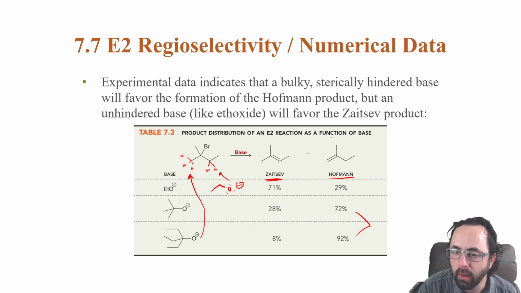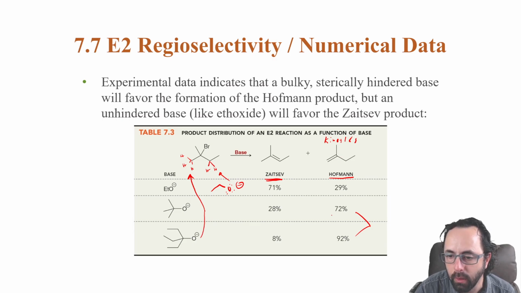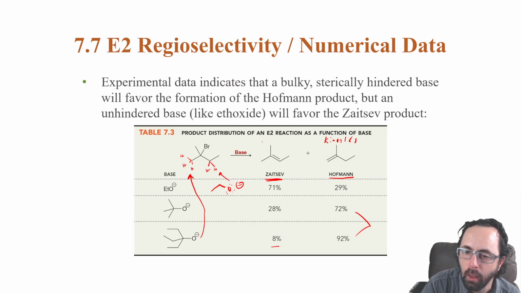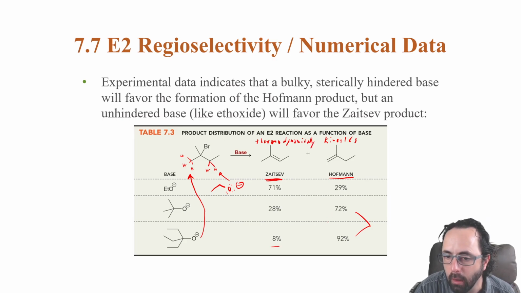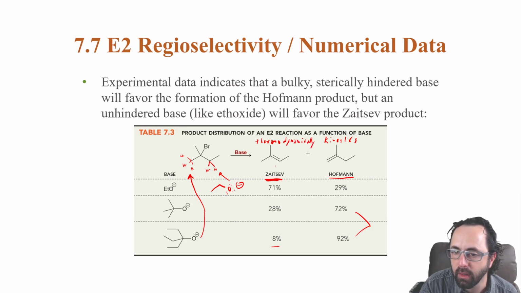So this one here is driven by the kinetics of the reaction. The steric hindrance of the base going into here slows down the reaction in the Zaitsev reaction, meaning that the Hofmann reaction will be more likely to occur. And these ones are more thermodynamically driven, meaning they will make the more thermodynamically stable product, which is the more substituted alkene.